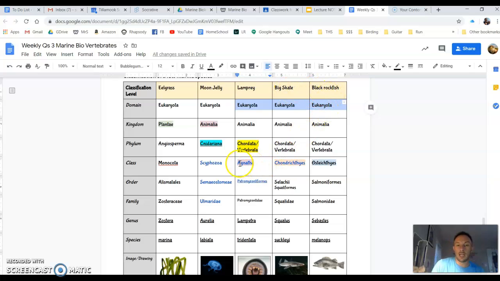Where they differ is at the class level. When we get down into class, they start to branch off and become different. So they're all chordates, but then they belong to different classes. Now, if we went over to another animal, a cnidarian, this jellyfish, Aurelia labiata, which is on our species list, we're similar because they too belong to the animal kingdom and are eukaryotes in that domain. But below animal, they go off into their own separate phylum.